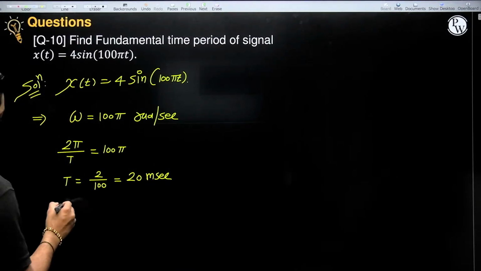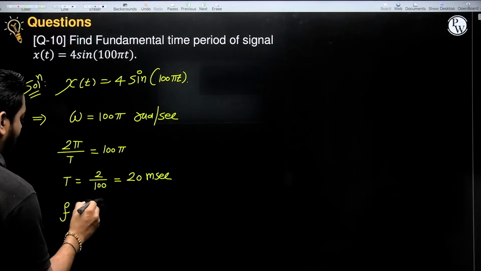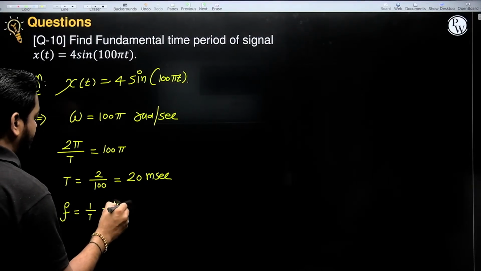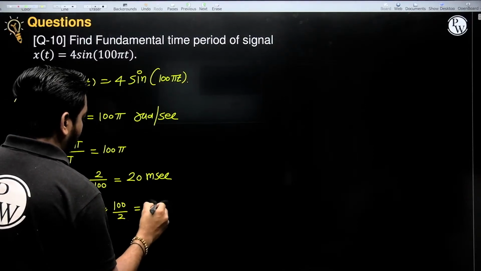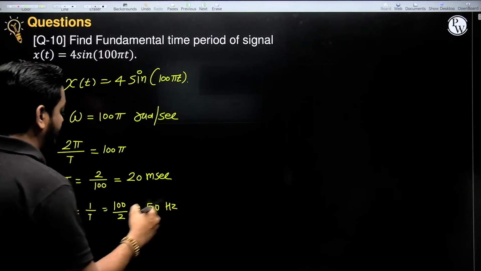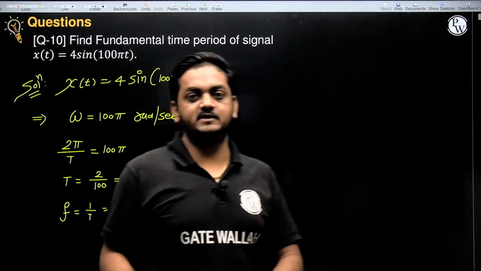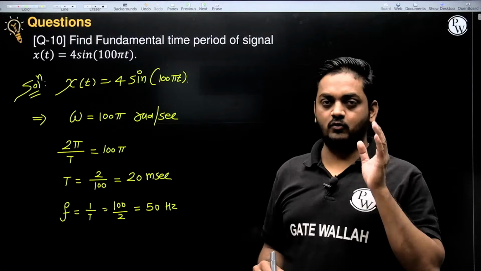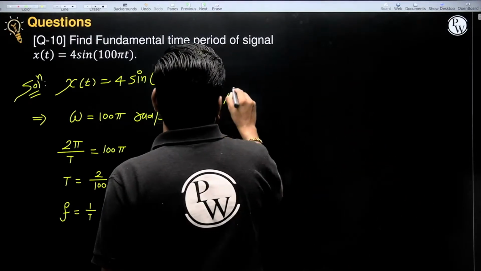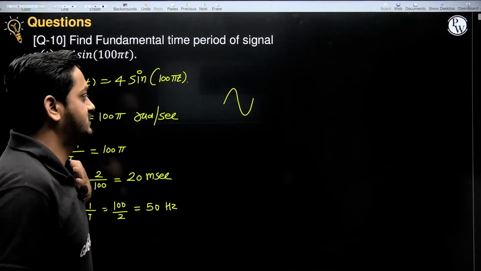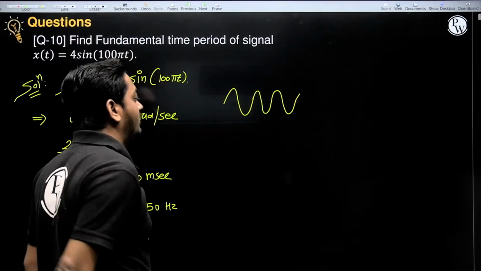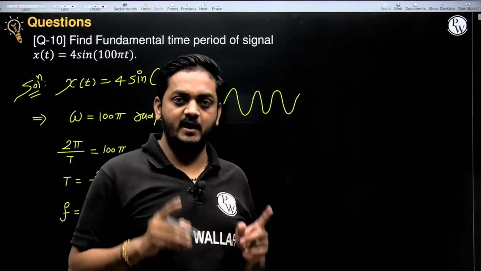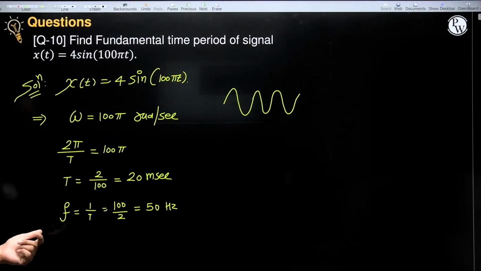And the fundamental frequency f is the inverse of the fundamental time period. 100 by 2 is nothing but 50 hertz, or we can say 50 cycles per second. Now 50 cycles per second means in one second you will get a total of 50 cycles. This is one cycle, similarly this is second cycle, then third cycle. So like this you will get 50 cycles in 1 second. This is the meaning of frequency f, 50 hertz or 50 cycles per second.